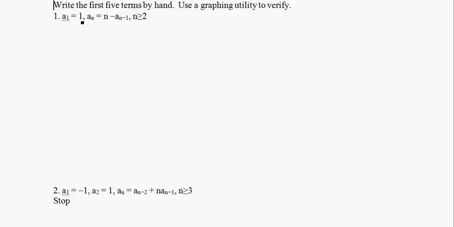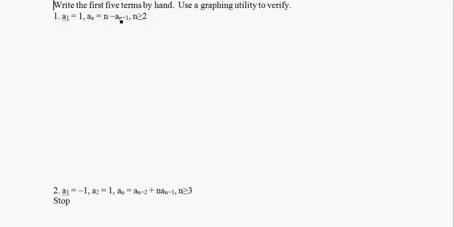Okay, we'll look at some recursive sequence here. Our first term is equal to 1, so a sub 1 is equal to 1. Our general term is equal to the term number minus the previous term. So this is the nth term, and this is the previous term, a sub n minus 1.